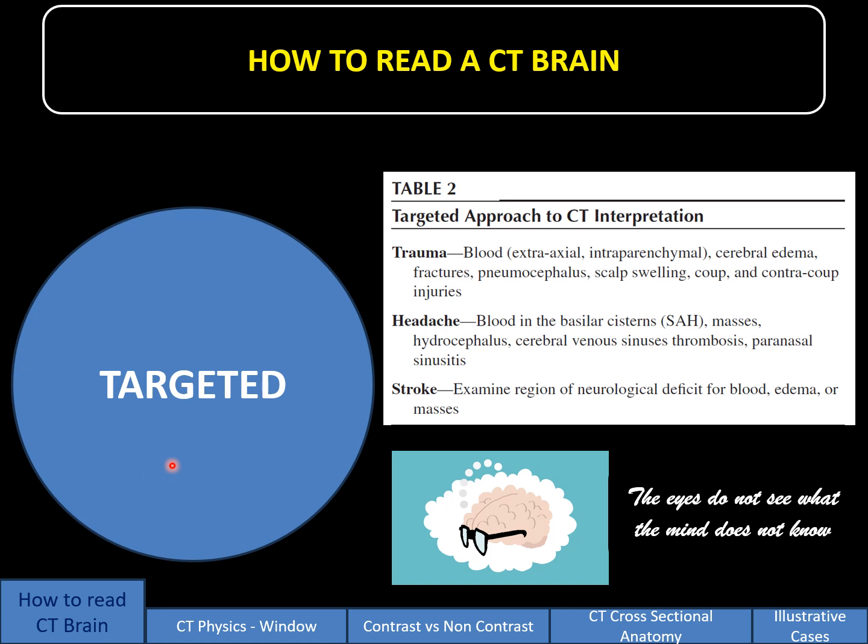The final way of doing it is a targeted approach, in which there is a clinical question before us. Maybe it is a case of trauma or it is a headache. Say, for example, if it is a headache, there are a few important differential diagnoses that we'll be dealing with. It could be a subarachnoid hemorrhage, or there can be an intracranial space-occupying mass lesion, or hydrocephalus, cortical or dural venous thrombosis, and paranasal sinusitis. We specifically look whether these findings are present in the CT brain. So if there is a clinical question in front of us and we try to answer it by looking at the brain, then that is called a targeted approach.